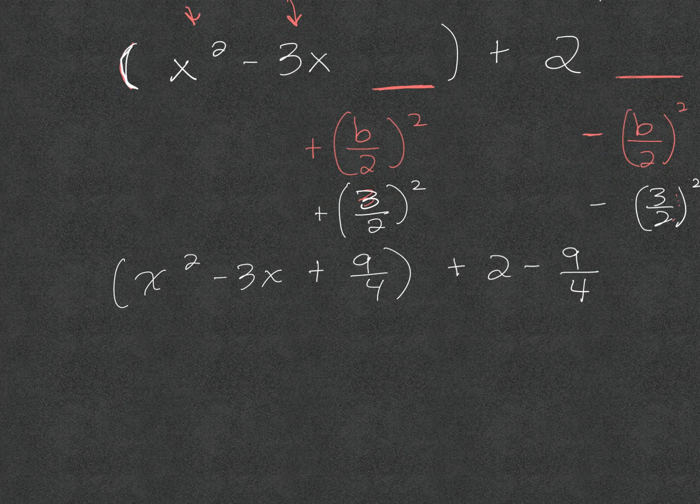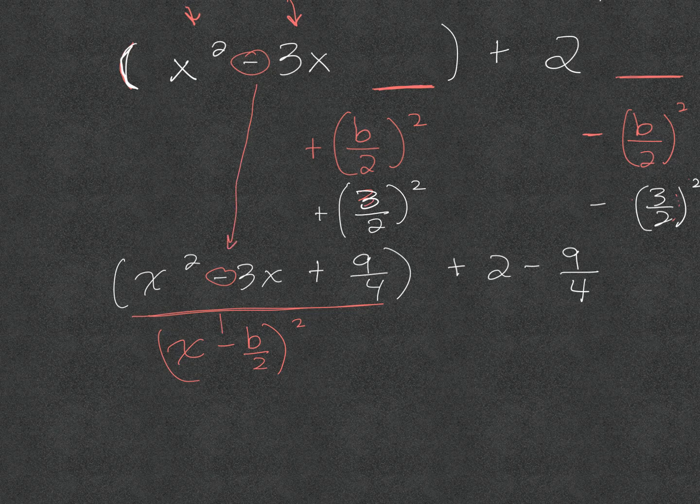Well, this is a square. What is it? It's x minus b over 2. If you don't know, this negative follows. You have a negative here, so it follows, and it goes right there. So that would equal x minus 3 over 2 squared, the b over 2 squared.